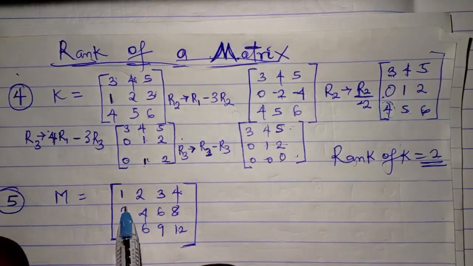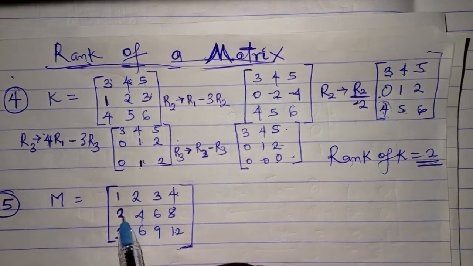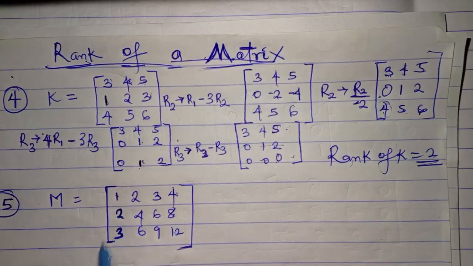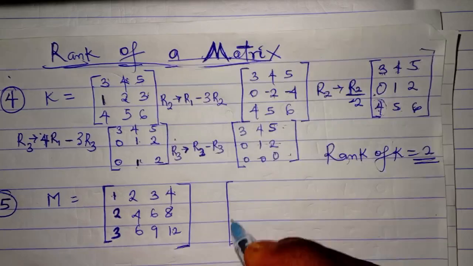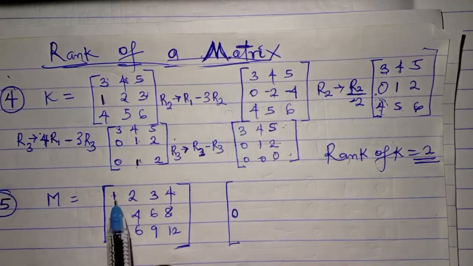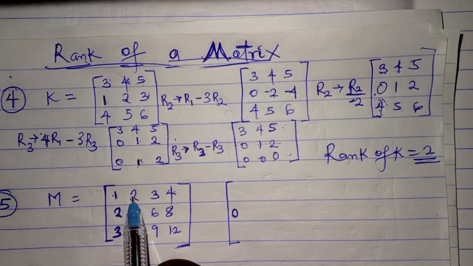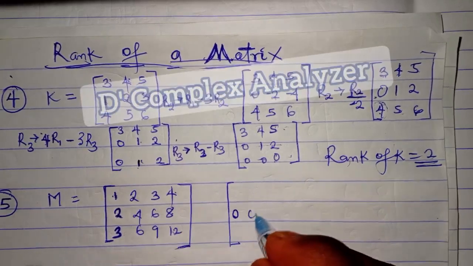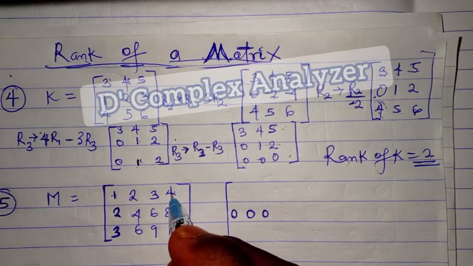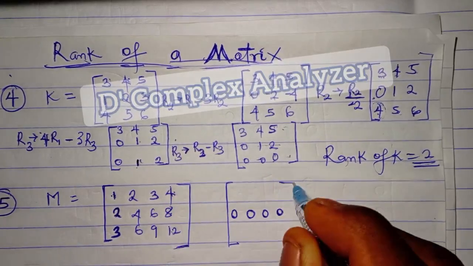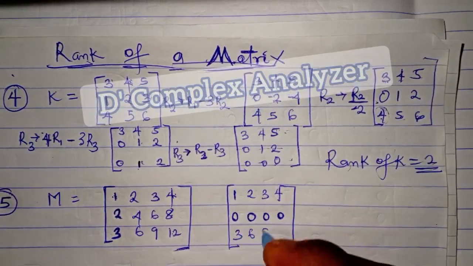All right, let's make this first element 0. In the process, we are going to see that some rows will be 0. If we make this one 0 by saying, 2 times 1 is 2, 2 minus 2 is 0. 2 times 2 is 4, 4 minus 4 is 0. 2 times 3 is 6, 6 minus 6 is 0. 2 times 4 is 8, 8 minus 8 is 0. All other entries remain: 1, 2, 3, 4, and 3, 6, 9, 12.